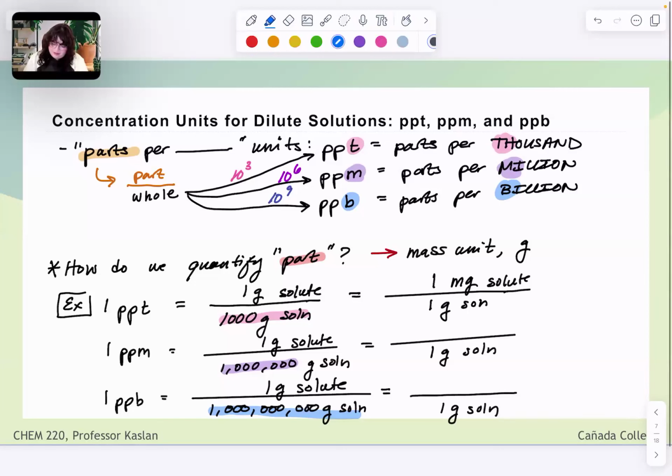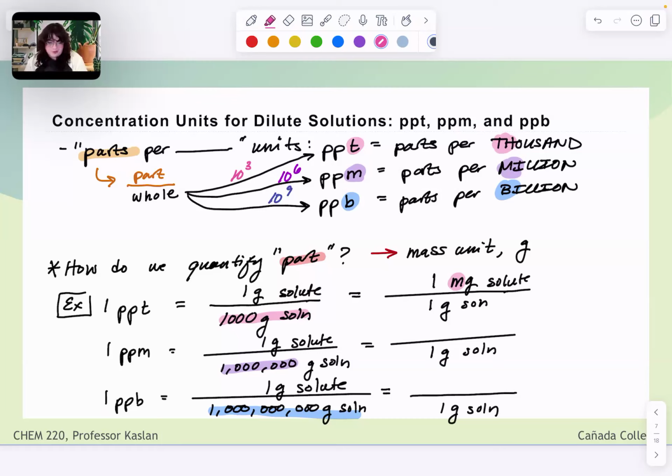So we have now taken that per 1,000 and utilized the milligram-gram relationship to express that per 1,000 in a way that doesn't require us to actually gather 1,000 grams of solution.